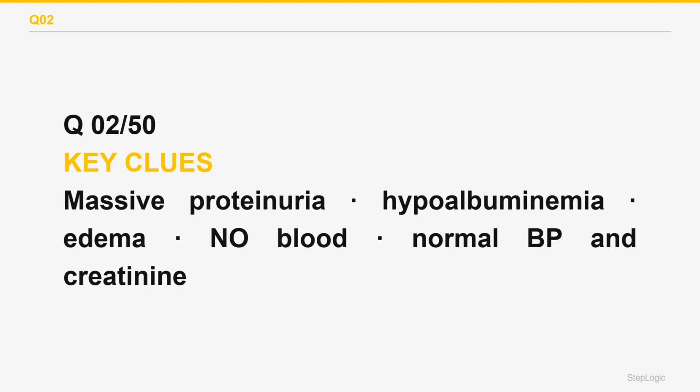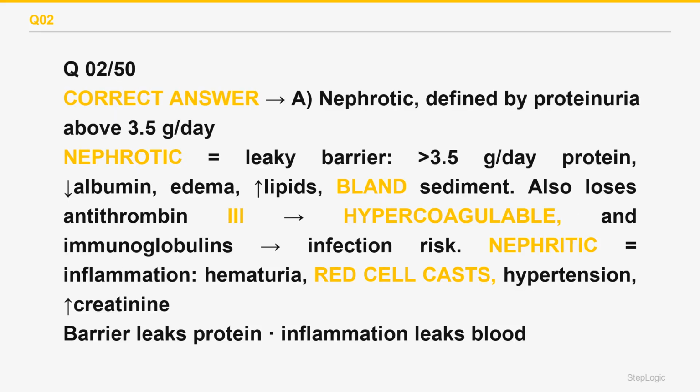This patient had the barrier picture without a trace of inflammation, so choices B, C, and E are excluded by the absence of blood, hypertension, and azotemia. The correct answer is A. Choice D is wrong on a specific and testable point. The nephrotic sediment is bland, and its most characteristic finding is oval fat bodies with Maltese crosses under polarized light, not casts of cells. Two complications follow directly from what is lost in the urine and are frequently examined.